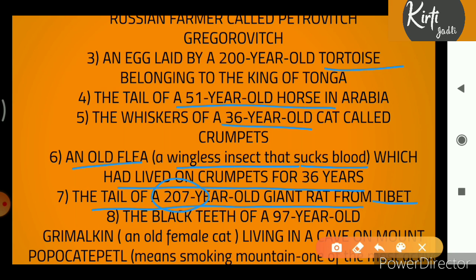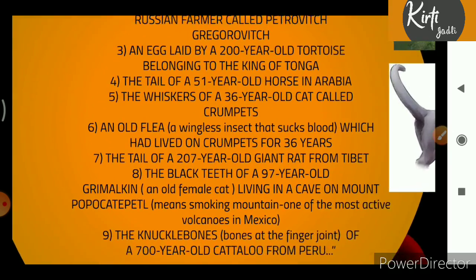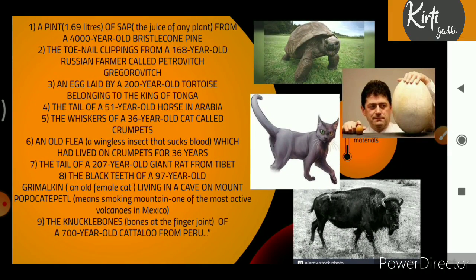Then the black teeth of a 97-year-old grimalkin. Now, what is grimalkin? An old female cat living in a cave on Mount Popocatépetl. This mountain is pronounced as Popocatépetl. It means smoking mountain. It is actually a volcano which is situated in Mexico, and it is one of the most active volcanoes out there. Near that volcano, there used to live this old cat from which Willy Wonka gets these black teeth.